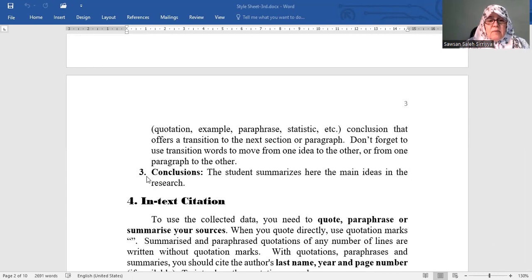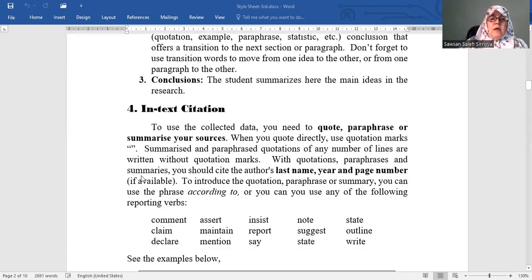Then you need a section about the conclusions. The student here summarizes the main ideas in the research. Now, you need quotations. So if you quote, if you paraphrase, if you summarize, you need in-text citation. To use the collected data, you need to quote, paraphrase, or summarize your sources.